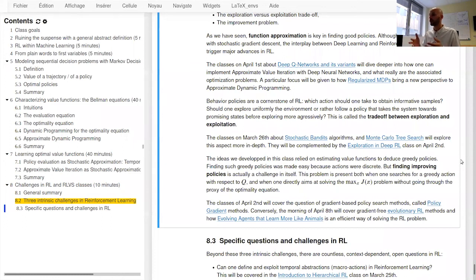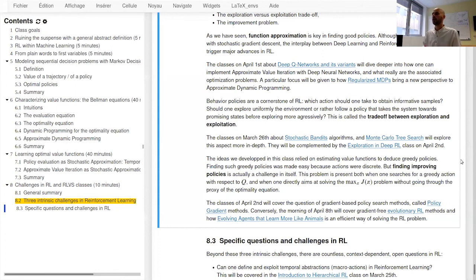both when one searches for a greedy action with respect to Q, like in Q-learning or in value iteration, but also when one aims at directly solving the max over policies of J(π) problem, without going through the proxy of the optimality equation, so without going through value functions. The classes on April 2nd will cover the question of gradient-based policy search methods, specifically policy gradient methods.